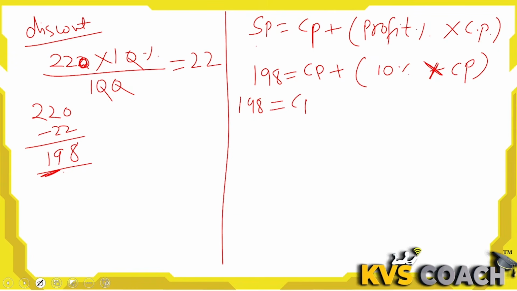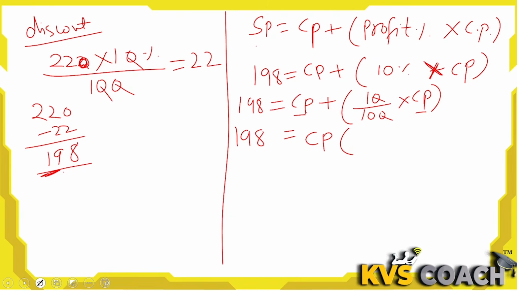198 is equal to CP plus 10 divided by 100 into CP, then this is 0.1. Okay, so we have to take CP common here. 198 equals CP times 1 plus 0.10, that is, 1.10 here.